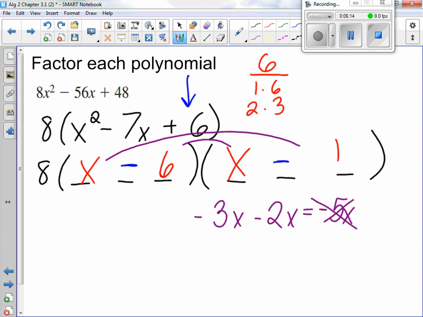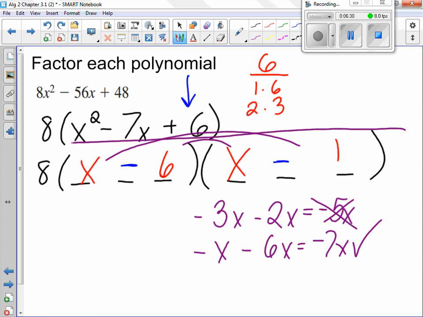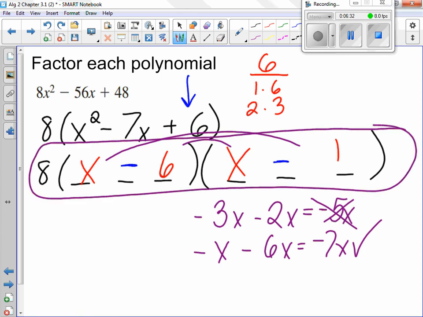X times negative 1 this time will give us negative x. Negative 6 times x will give us negative 6x. Negative x minus 6x is negative 7x, and that's what we wanted. So that tells us that 8 times x minus 6 times x minus 1 is the correct answer. That is the correct answer.